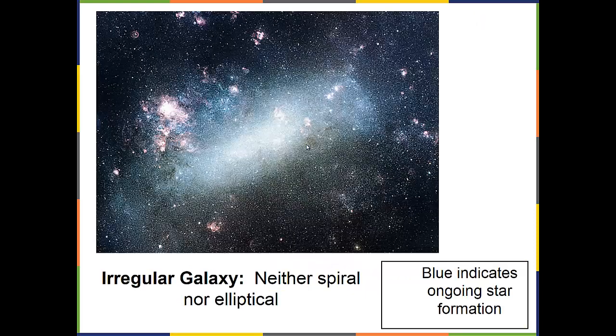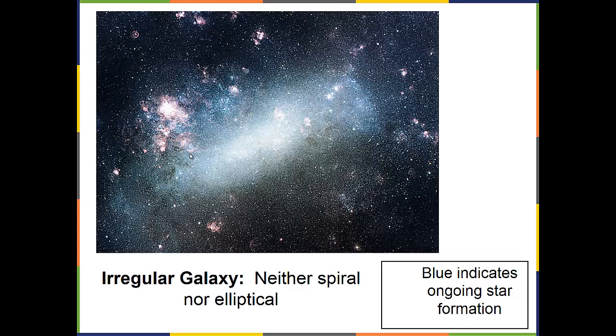Then we have irregular galaxies, such as the Large Magellanic Cloud, shown here. As the name suggests, they're neither spiral nor elliptical. But they seem to contain a lot of things that spirals contain, which ellipticals don't. There's dust. There are glowing nebulae. This is the Tarantula Nebula, one of the largest and most active star-forming regions known. The fact that the galaxy looks blue also tells us that it's forming new stars.